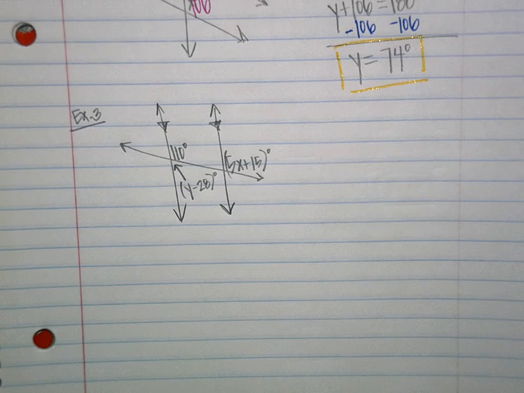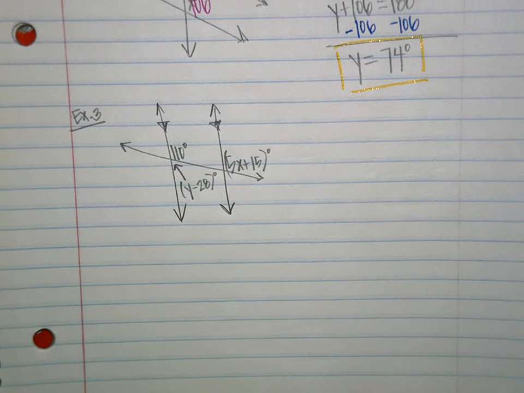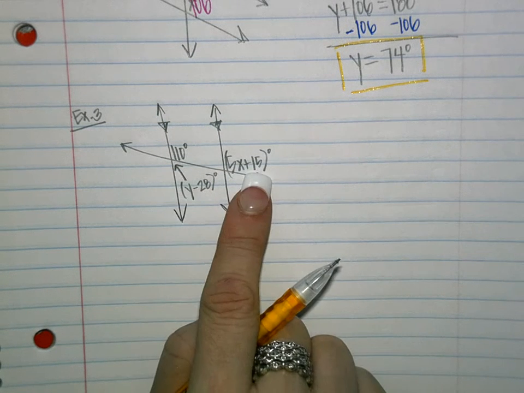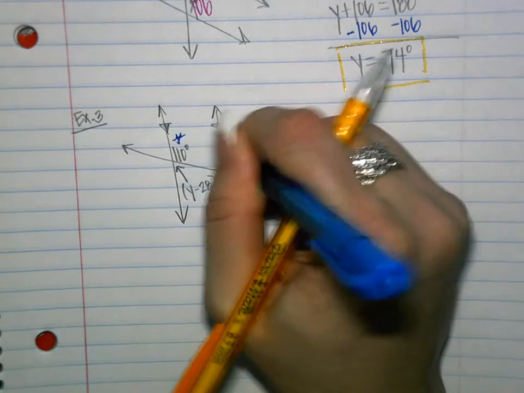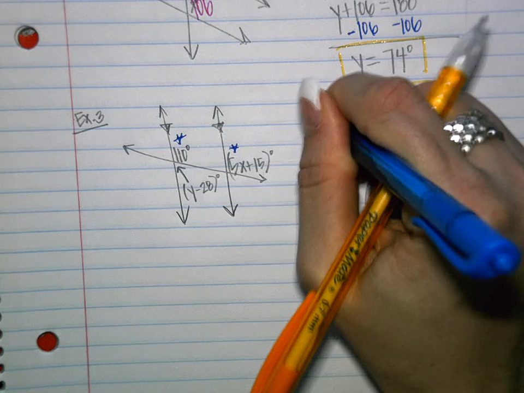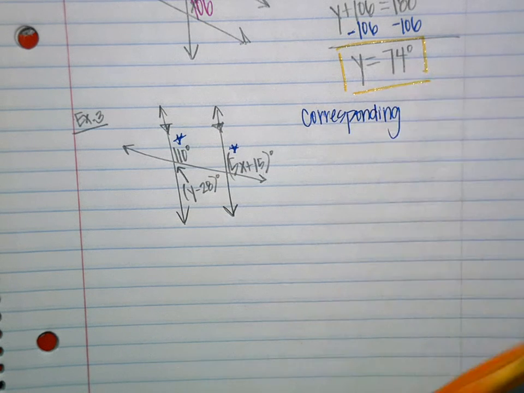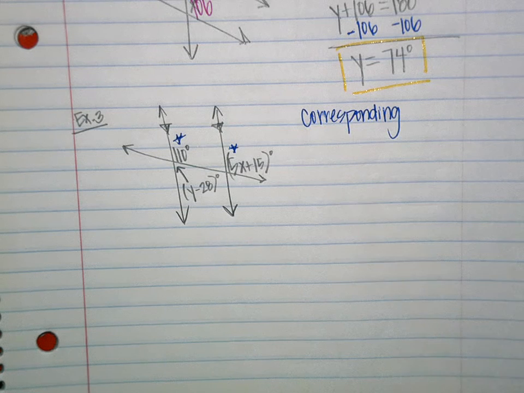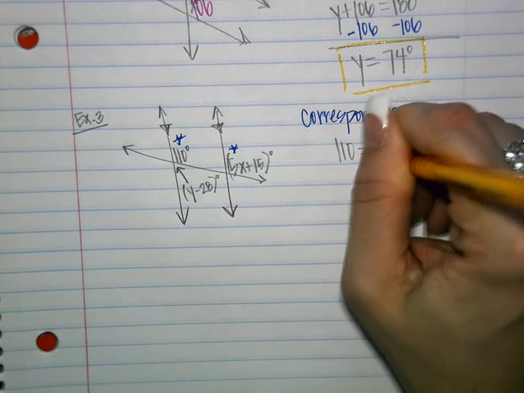Any ideas? 5x plus 15 and 110 are corresponding. The 110 is corresponding to this one, right? Okay, these two would be corresponding. So since those are corresponding, how do you solve for something that's corresponding? You set them equal to each other. So 110 is equal to 5x plus 15.